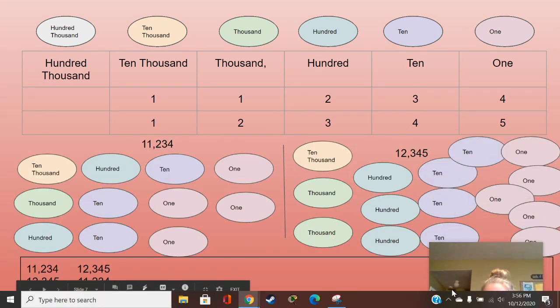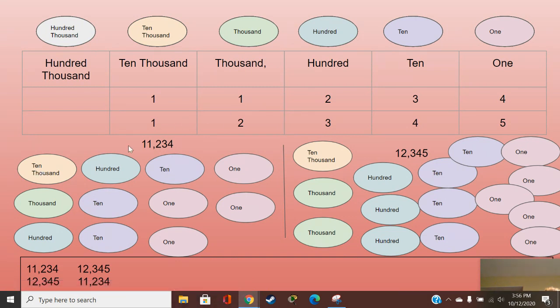Here you are able to see that. So I'm going to get rid of my camera just for a little bit. You're able to see that I have 1 10,000. Here it is in yellow. I have 1,000. Here it is in green. I have 200s. There they are. I have 3 10s. And then I have 4 1s. I'm also going to build the other number, 12,345. So here's my 1 10,000. Here are my 2,000s. Here are my 300s, my 4 10s, and my 5 1s.